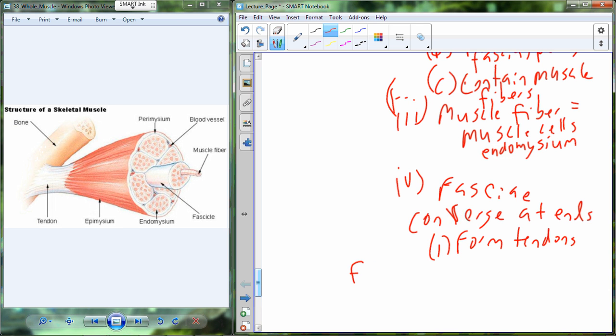So from here, what I'd like to do is jump down to the level of the muscle cell. And I want to deal with that individual muscle cell, again, that we typically refer to as a muscle fiber.